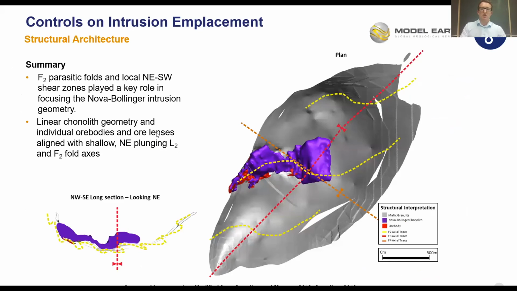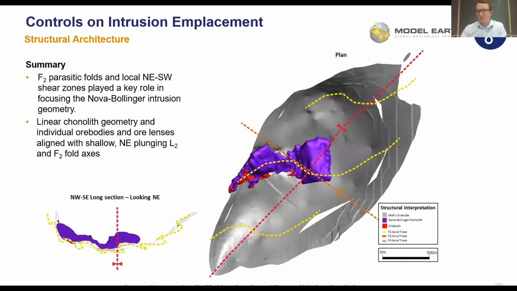So if we try to show that graphically, we can show that the F3 in red and the F4 fold axes in orange create the double plunging synform in which the Nova-Bollinger intrusive complex is hosted. But most importantly is that F2 fold architecture shown by the yellow traces, and you can see those there. And the reason that's important is that linear control is the key control in forming that pipe-like geometry of the Nova-Bollinger chonolith.